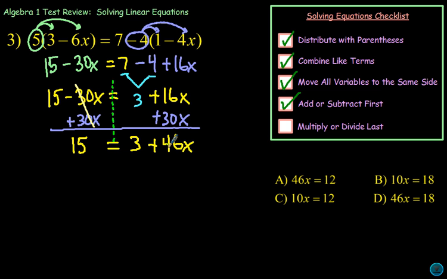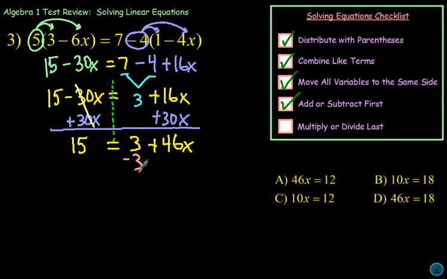So we add or subtract first, right? Because that says 46 times x, so that would be dividing to get rid of the 46. So we have to add 3 first. Well, rather, we have a positive 3, so we would have to subtract 3. So let me go ahead and subtract 3 from both sides.